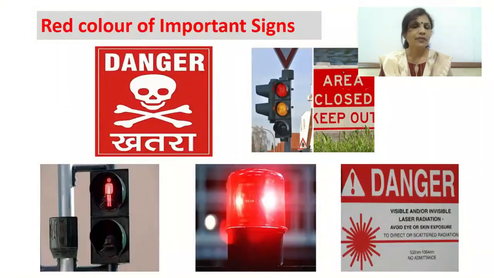Now look at this slide. You can observe some of the important signals and messages which should reach the people quickly. And these messages are printed, or they are colored, in red color. The reason behind this is the spreading of the red color is least. Red color spreads very less because its wavelength is maximum. And so the important signals, the important messages which should be flashed and should get the attention of the people faster, are always given in red color.